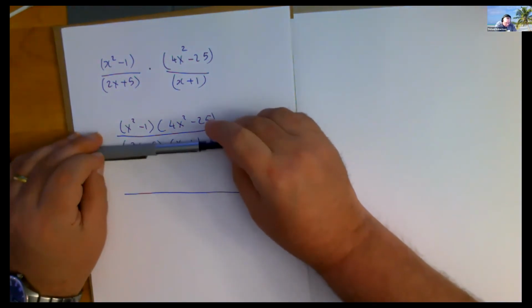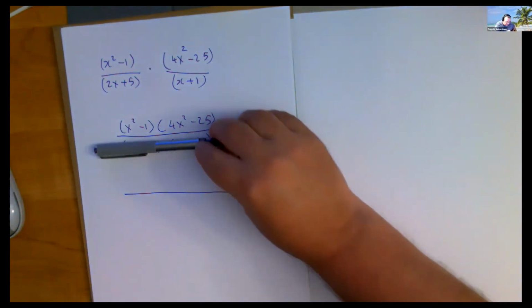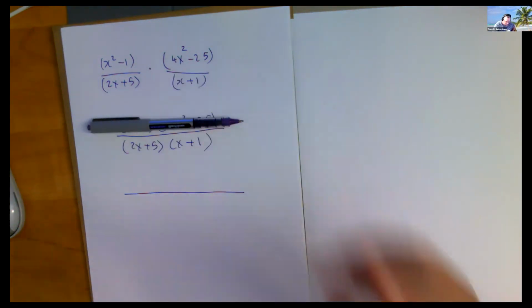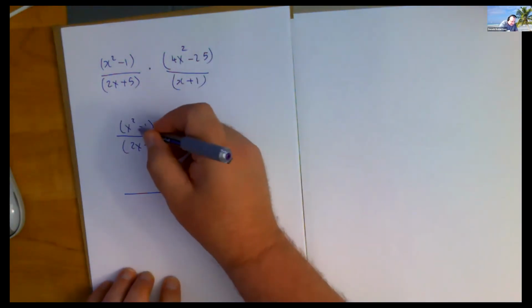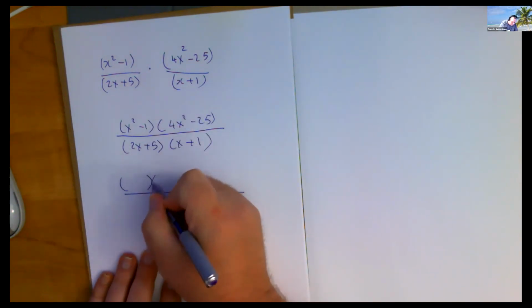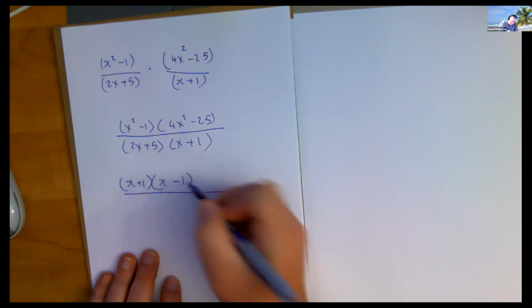Every single term that's on the top gets factored. Every single term that's possible to do it to on the bottom gets factored. And then you can do the cancelling. So here goes. X squared minus 1 is a difference of 2 squares. Do you agree that's x plus 1, x take away 1?